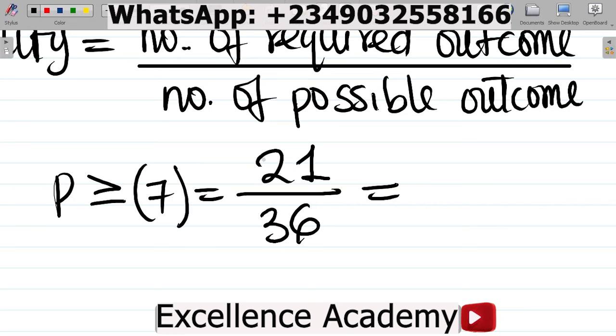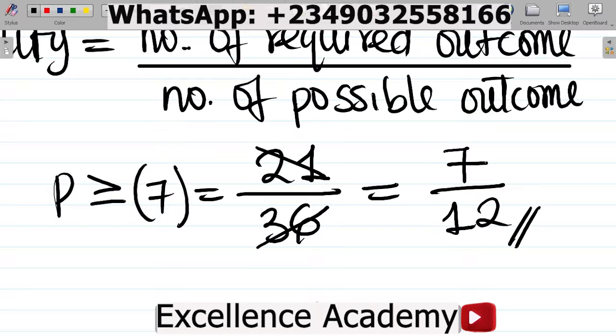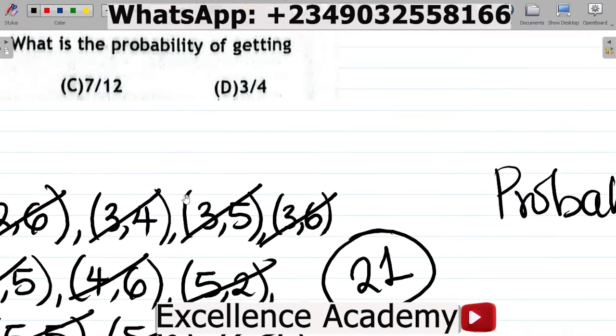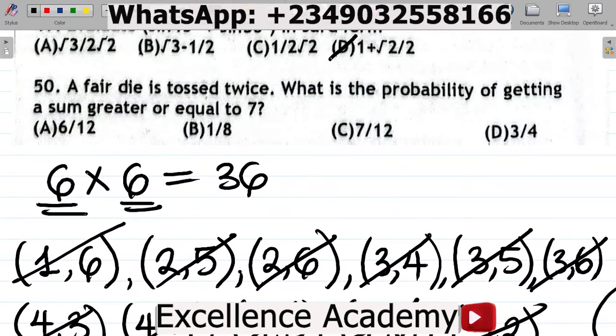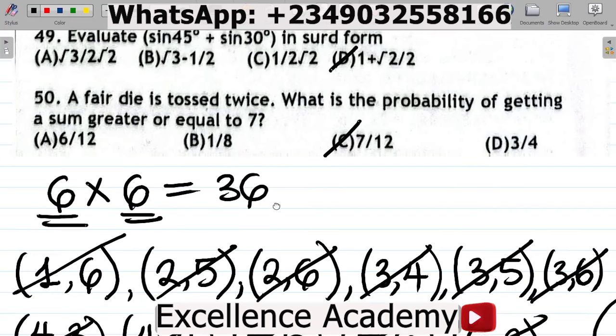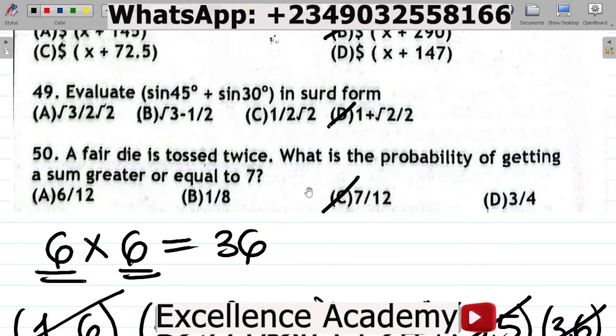We can reduce this to the lowest term. 21 divided by 3 gives you 7. 36 divided by 3 gives you 12. So we have this as 7 over 12. So do you have an option as 7 over 12? Yes, we do. Option C, 7 over 12. All right, so this brings us to the end of the 2022 JAMB Mathematics examination question.